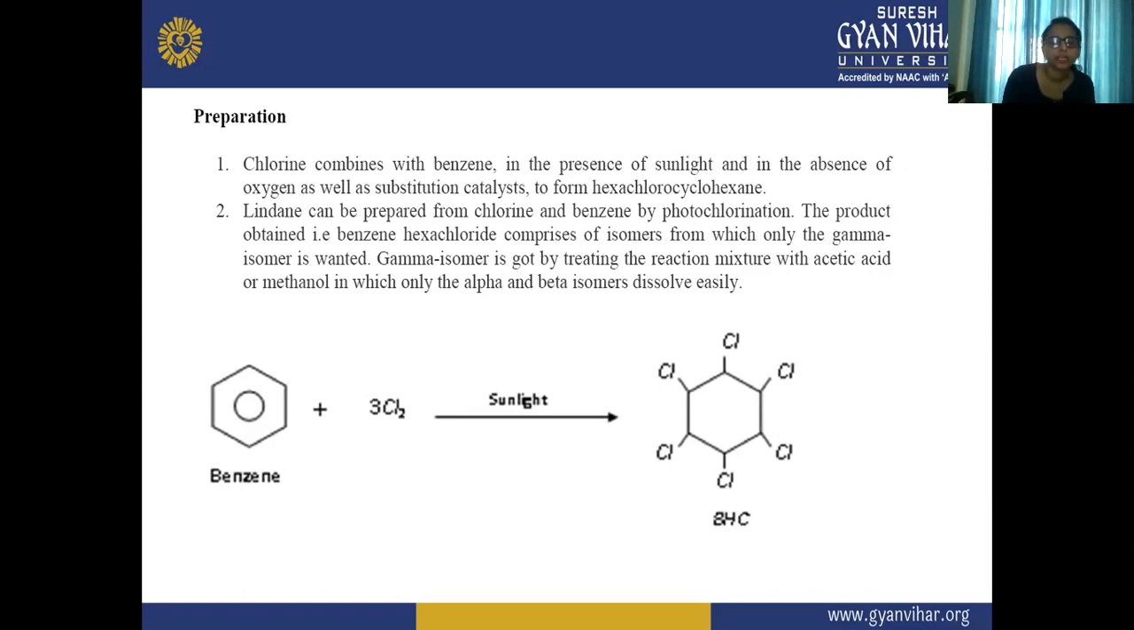The product obtained is benzene hexachloride, which comprises isomers, from which only the gamma isomer is wanted. So the gamma isomer is obtained by treating the reaction mixture with acetic acid or methanol, in which only the alpha and beta isomers dissolve easily. So here, to obtain lindane from benzene hexachloride, we treat it with acetic acid or methanol, in which the alpha and beta isomers dissolve, and we get the gamma isomer.